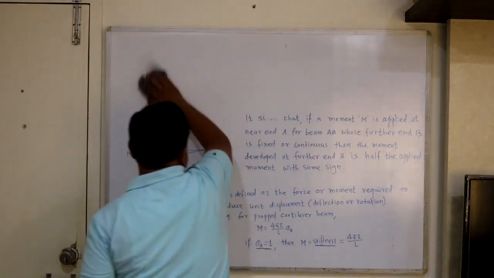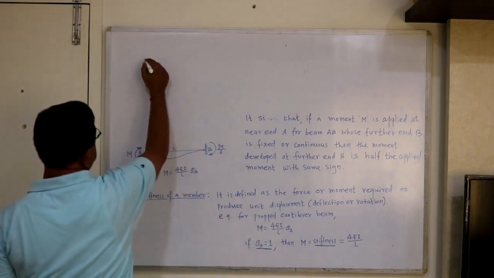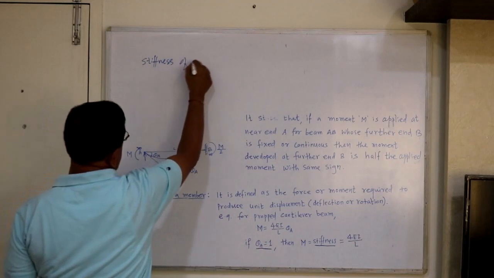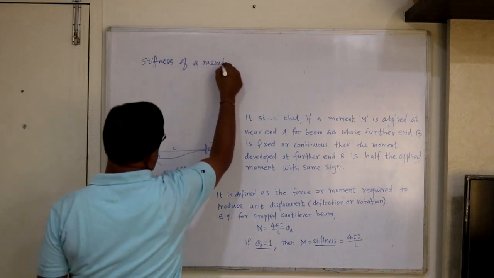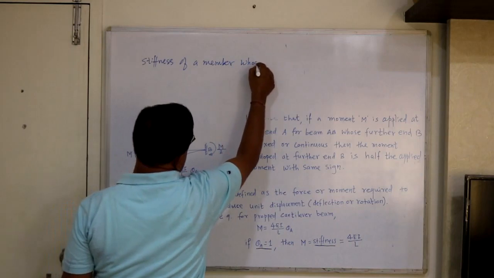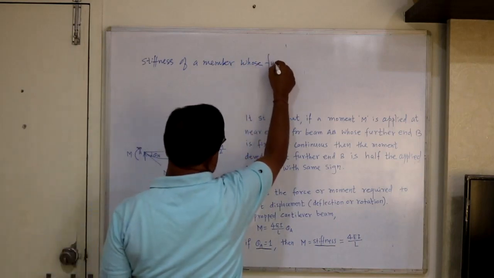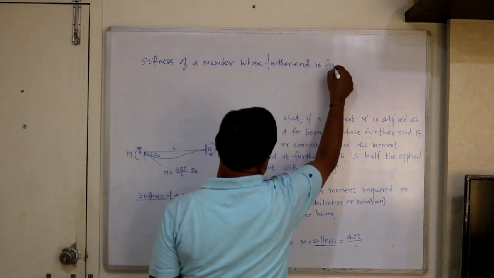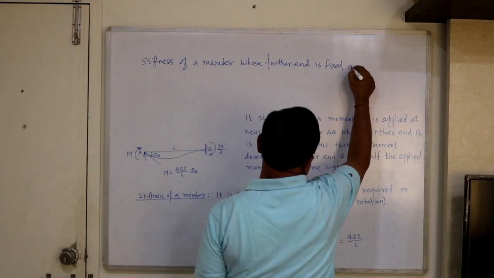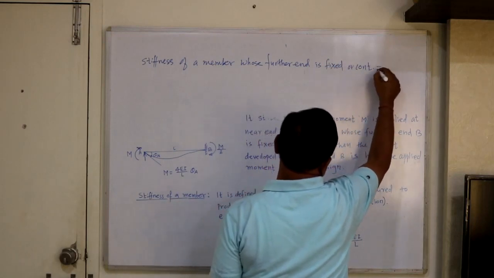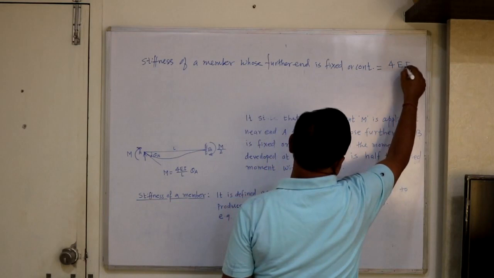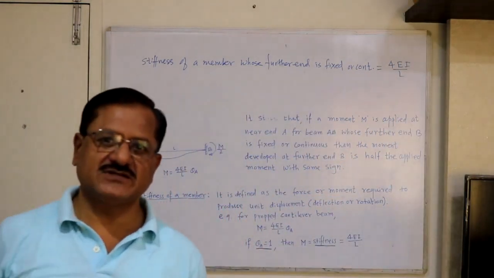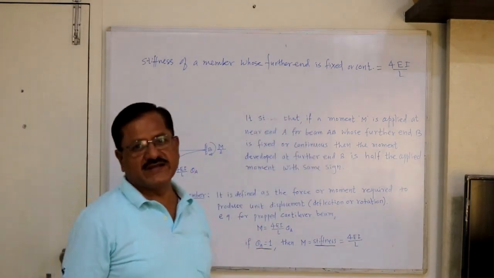So we can now write down the stiffness of a member whose further end is fixed or say continuous is equal to 4EI by L. So the stiffness of a member whose further end is fixed or continuous is equal to 4EI upon L.